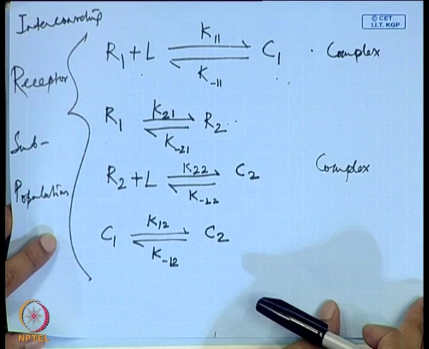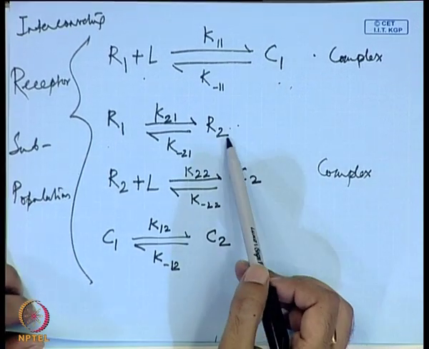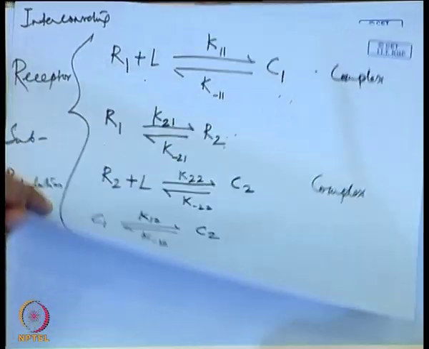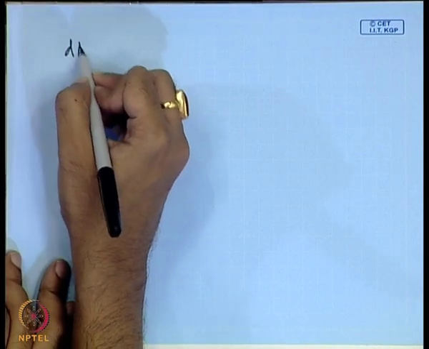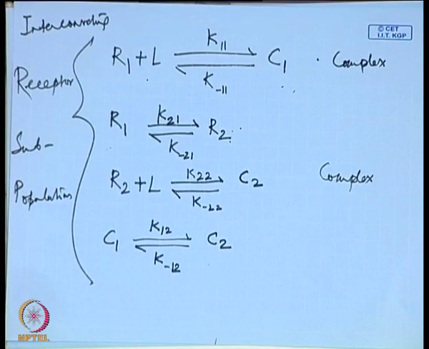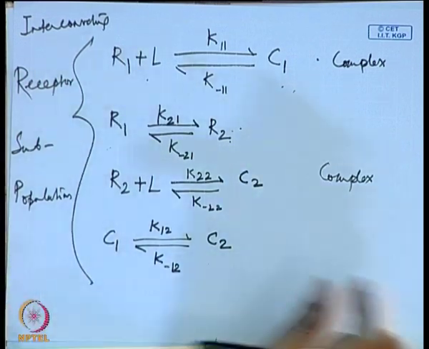So, these are my sets of reactions, and all we have to do is write balances for each of these R1, R2, C1, C2, and let us try and do that to start with. Okay. So, R1 plus L, forward reaction K11, backward K minus 11, gives C1. R1, forward reaction K21 and K minus 21, gives R2. R2 plus L, forward reaction K22, backward K minus 22, gives C2. And C1, forward reaction K12, backward reaction K minus 12, gives C2.